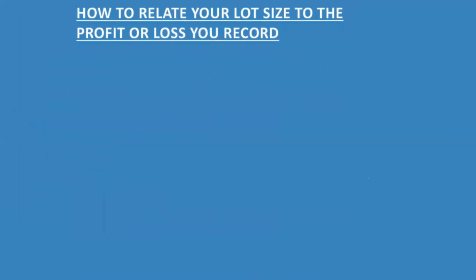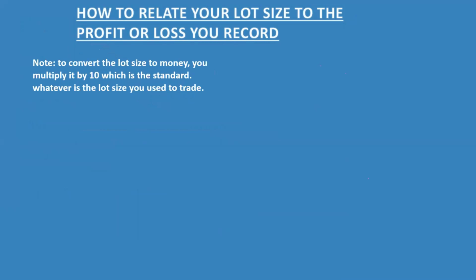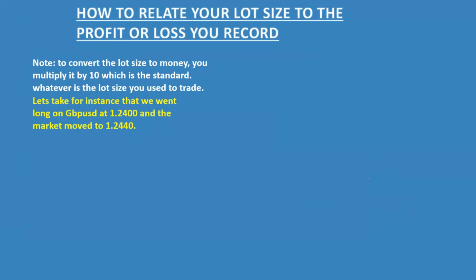How to relate your lot size to the profit or loss you record? Note, to convert the lot size to money, you multiply it by 10, which is the standard. Whatever is the lot size you use to trade, you multiply it by 10. Let's take, for instance, that we went long on Great Britain pounds USD at 1.2400, and the market moved to 1.2440. So the first question is, what is your pips? Let's do this simple calculation, and we are done with this. I believe that by now you should have understood it.